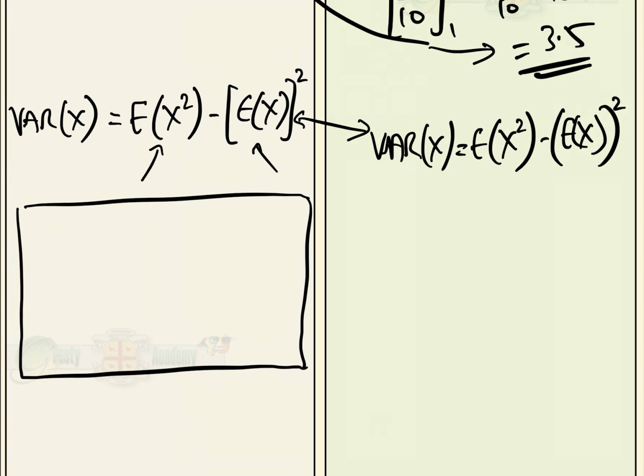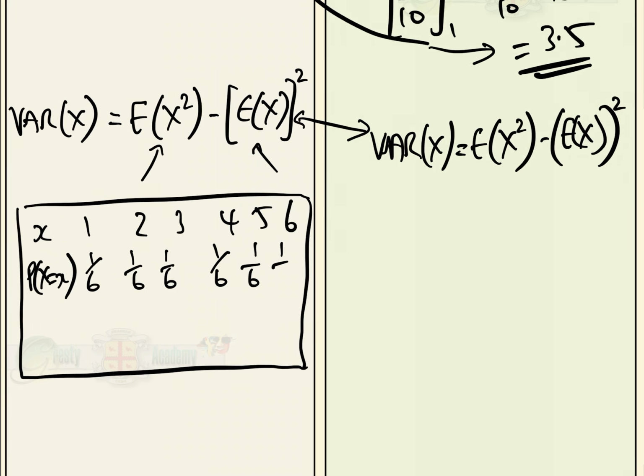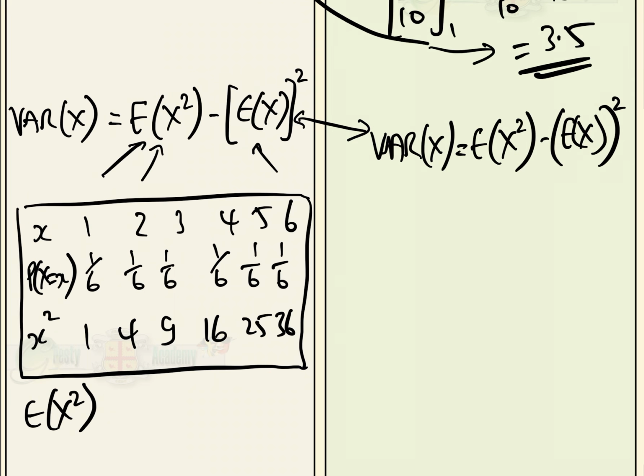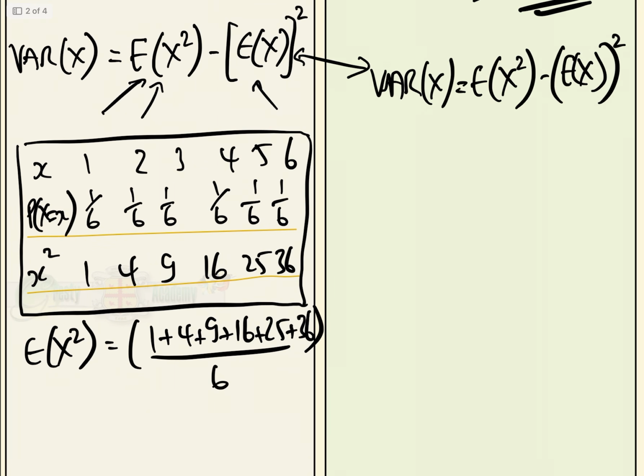So on the physical dice, we have x is 1, 2, 3, 4, 5, or 6, which means that the probability of x equals x is a sixth for each, which means that x squared is 1, 4, 9, 16, 25, 36. So therefore our E of x squared, which is this first bit here, is equal to 1 add 4 add 9 add 16 add 25 add 36, over 6, which equals 91 over 6.